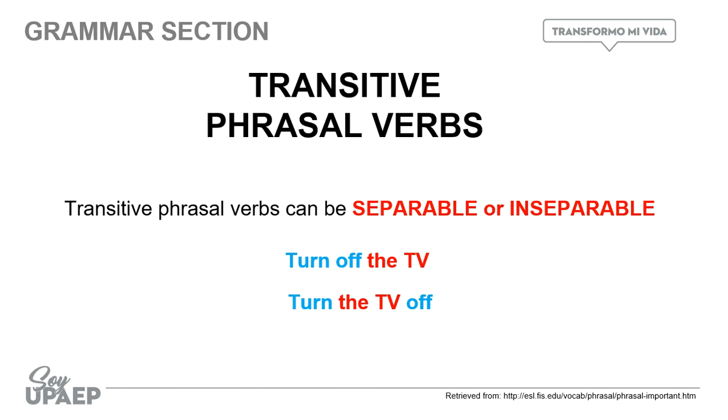Transitive phrasal verbs can be separable or inseparable. For example, you can have the phrasal verb together and then the object, like in turn off the TV, or you can have the first part of the phrasal verb, then the noun, and then the particle of the phrasal verb, like in turn the TV off.